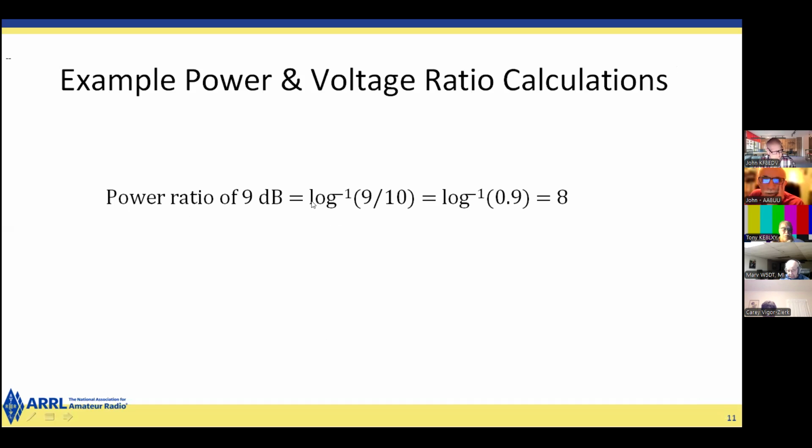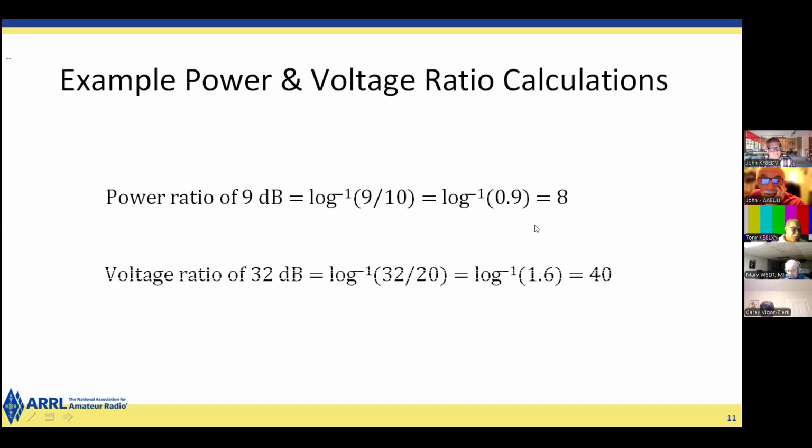Okay, power ratio of 9 dB is the inverse log of 9 over 10, which is 0.9. The inverse log of 0.9 is 8. So a 9 dB power ratio is 8 times. That's what they're trying to say here.